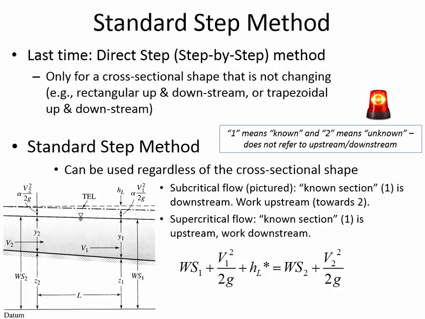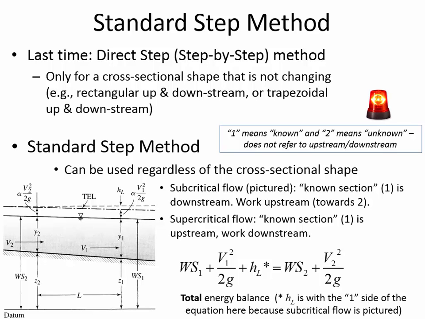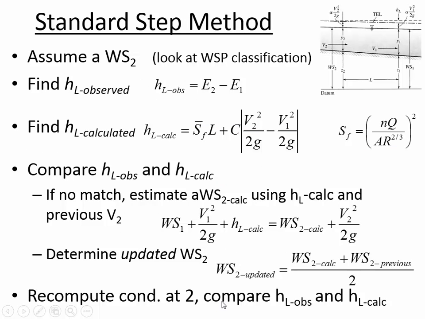So the take-home lesson here is the new convention, the new assigning of variable convention. 1 is where you know something, and 2 is where you don't. And we're going to do a total energy balance. We're not just going to balance specific energy here, but we're going to account for the head losses between 2 points that's due to the resistance of the channel.